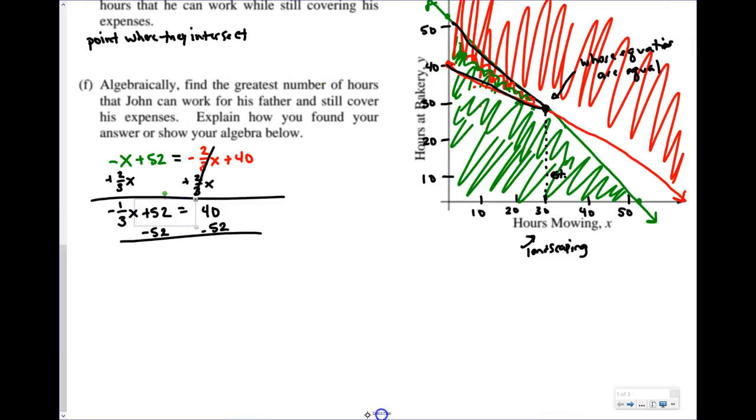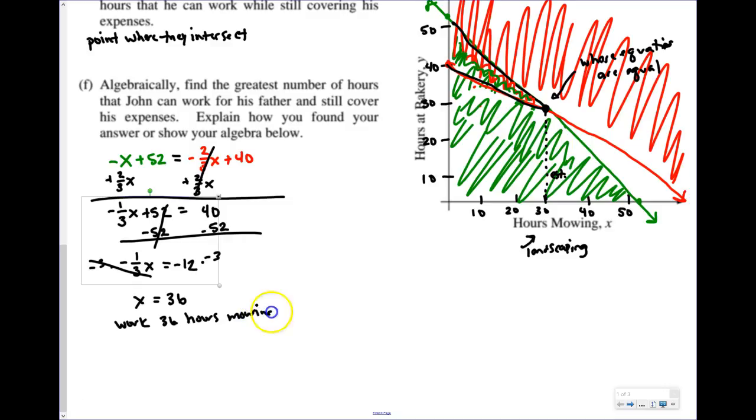Let's extend the page here so I have a little more room. These cancel out and I have negative 1/3 x equals 40 minus 52 is negative 12. Multiply both sides by negative 3 to get rid of this denominator. And I'm left with x equals 36. So this is saying that he has to work 36 hours mowing to make $600. He'd also have to work the leftover, whatever 52 minus 36 is, to make up the hours. So this would be 16 hours at the bakery.